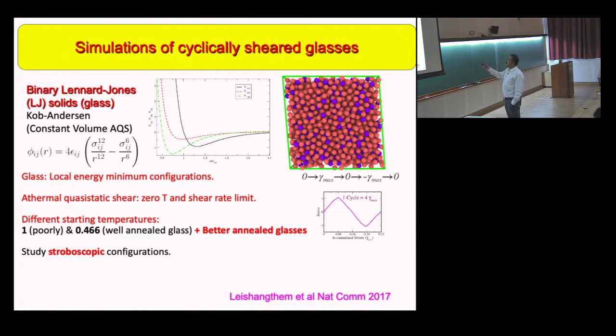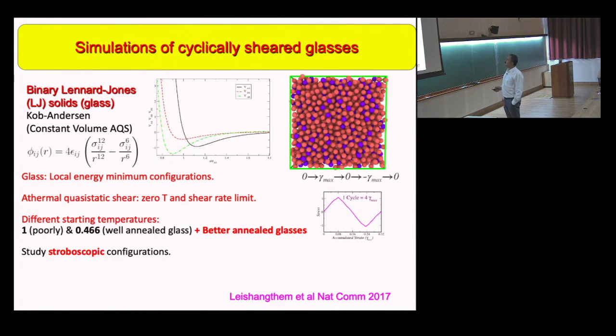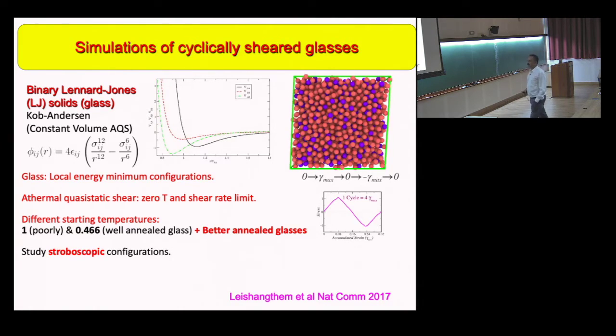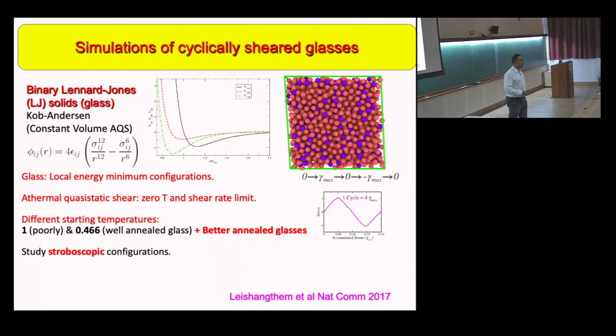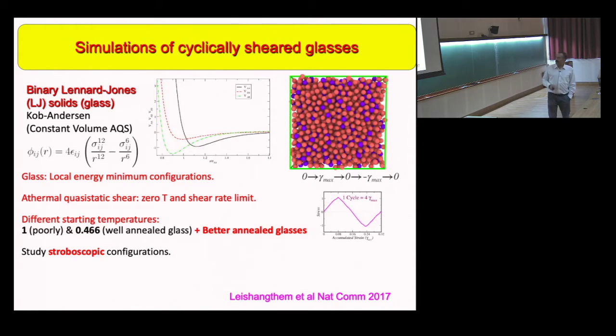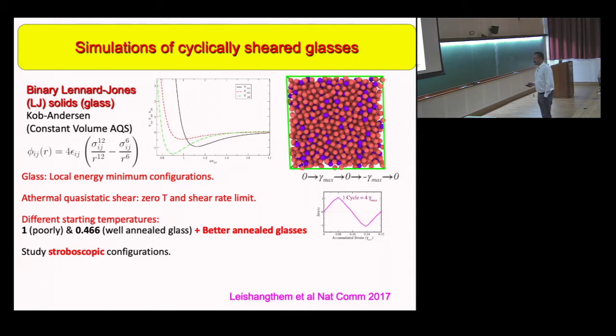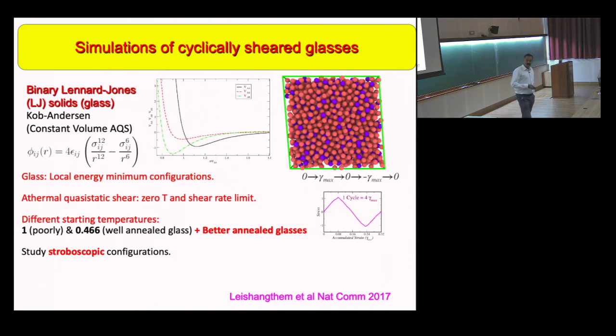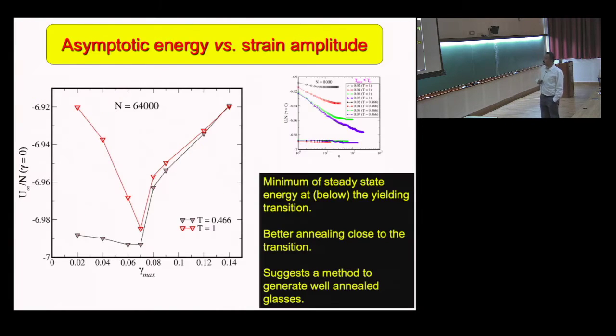So this is a quick movie of what we do. We take an amorphous solid, which in this case is a local energy minimum structure. We study this in the initial part in the zero temperature limit. It's called athermal quasi-static shearing. We basically shear these solids back and forth, and we look at what happens. The model system that we study is mentioned here. It's not very important for the main points I want to make.